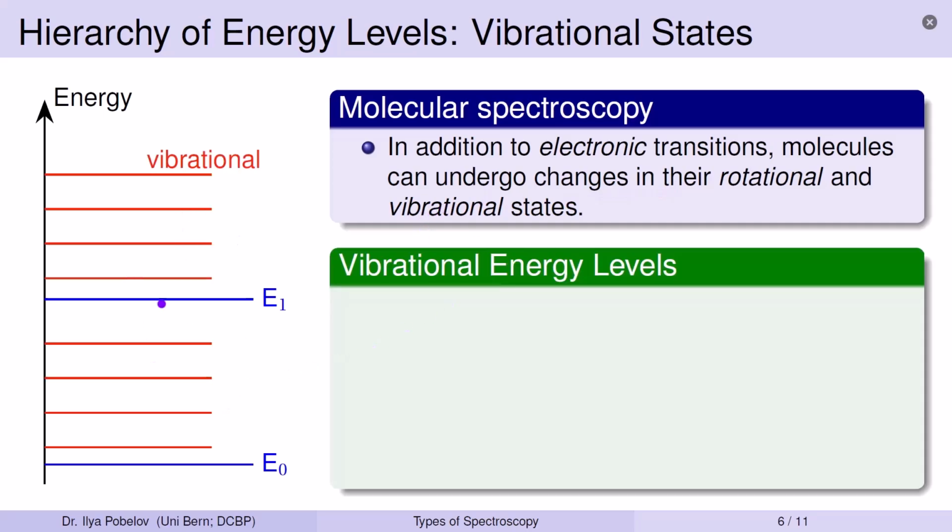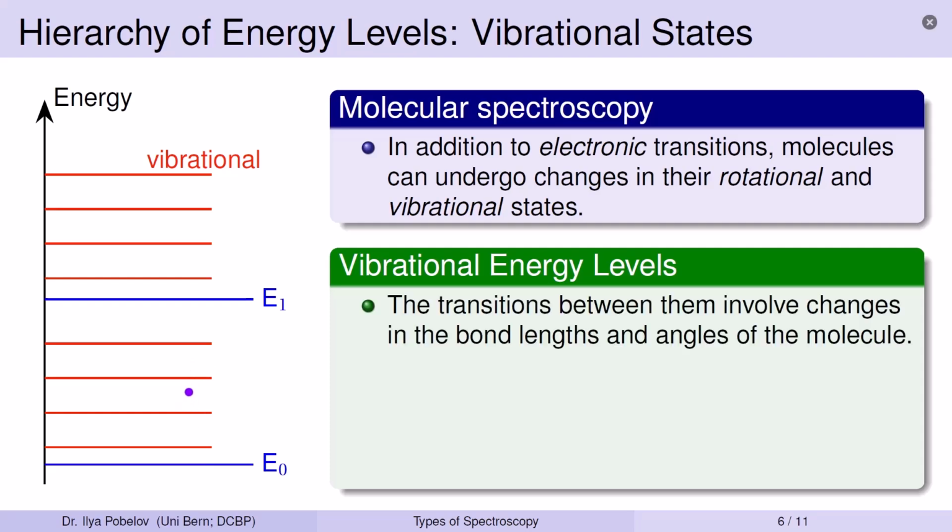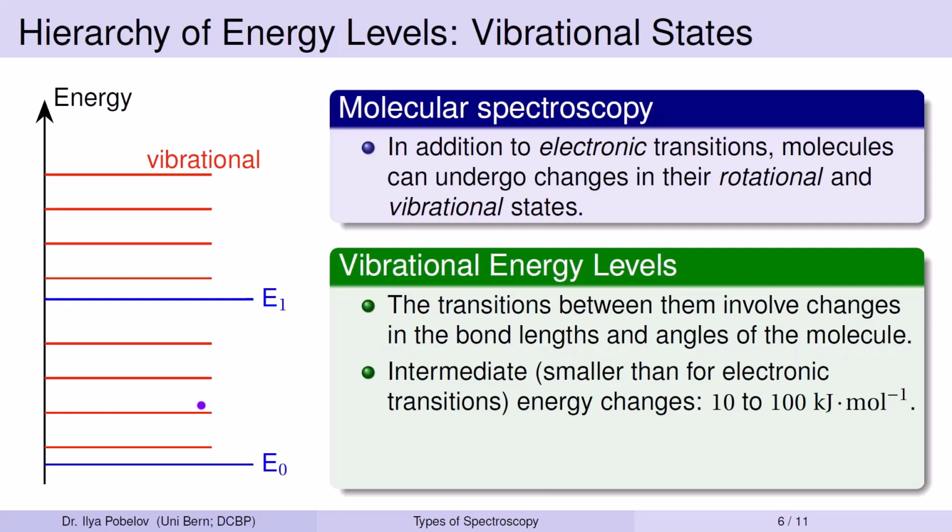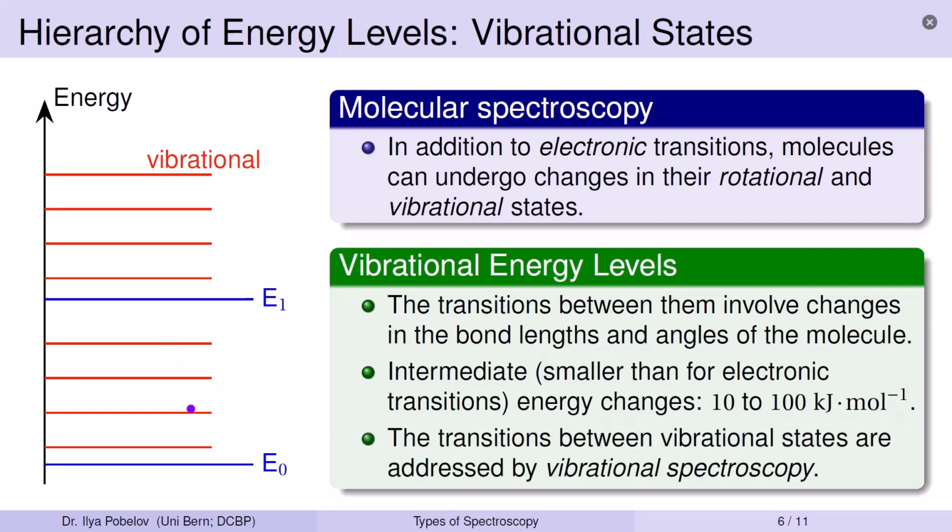Within each electronic state, we have vibrational energy levels depicted in red. The transitions between them involve changes in the bond lengths and angles of the molecule. The energy differences for vibrational transitions are smaller than for electronic transitions, typically around 10 to 100 kilojoule per mole. The types of spectroscopy that address transitions between vibrational states belong to the family of vibrational spectroscopy methods.